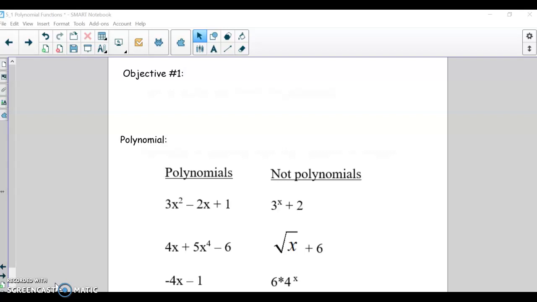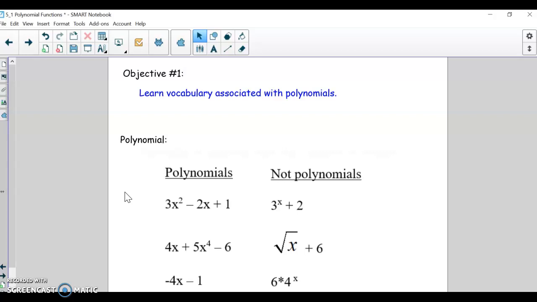All right, welcome to section 5.1, which is about polynomials. Actually, the whole next chapter is about polynomials. And so in this first one, we're just going to learn some basics. So our first objective for your notes here is to learn the vocabulary associated with polynomials.